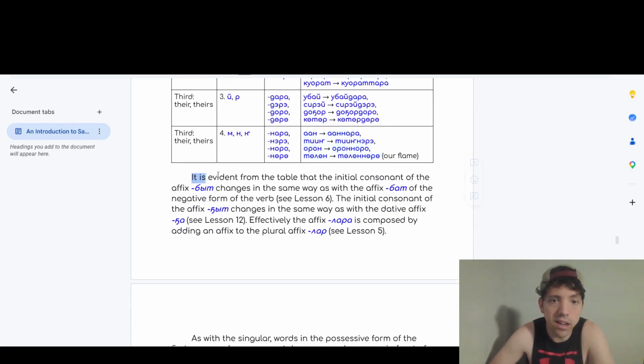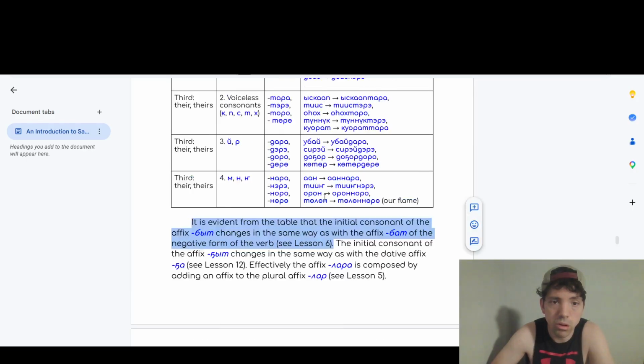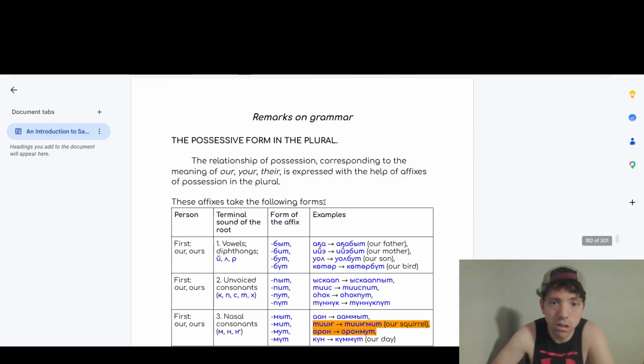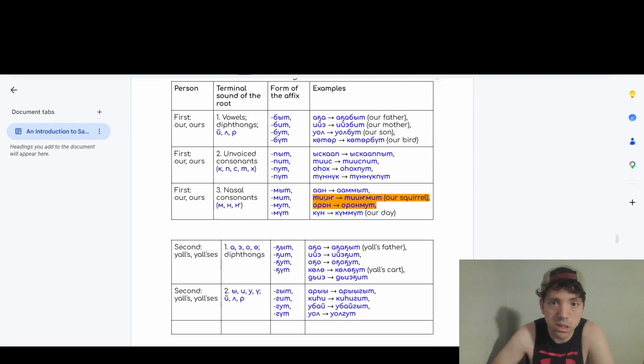As the author said, it's evident from the table that the initial consonant of the affix but changes in the same way as with the affix bot of the negative form of the verb. What is he talking about? Agabut, iabit, kutrbut. Oh, like but becomes put and mut and gut, etc.